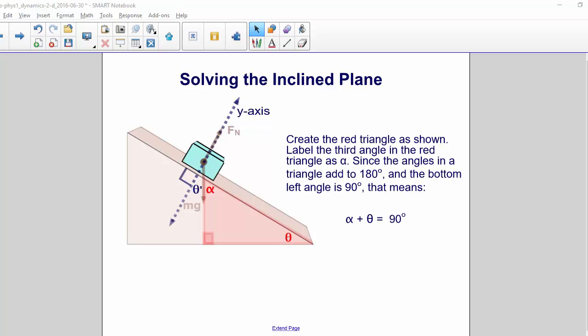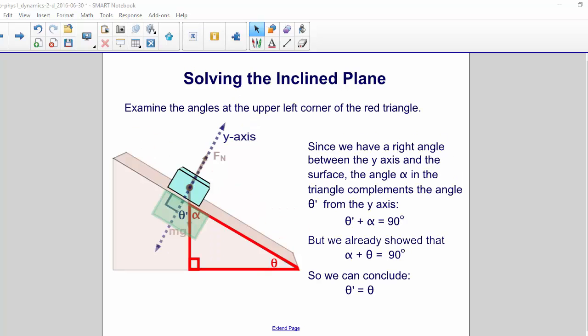We know that the angle of the incline is theta, the red triangle is a right triangle, and the other angle we'll call alpha. So since angles in a triangle have to add up to 180 degrees, and that bottom left angle is 90 degrees, it means that alpha plus theta equals 90.